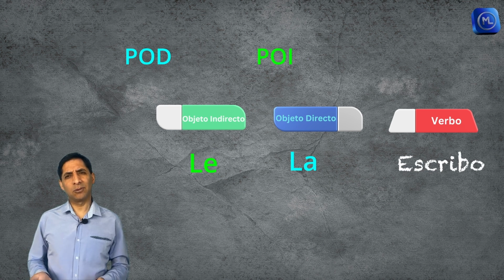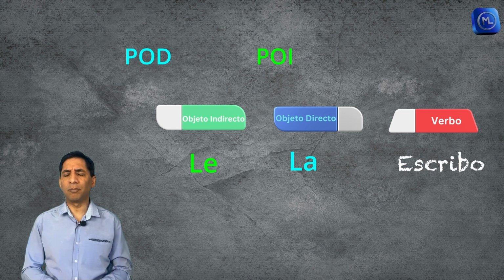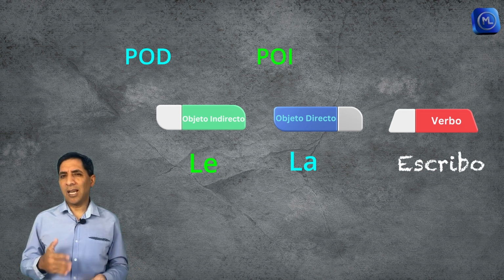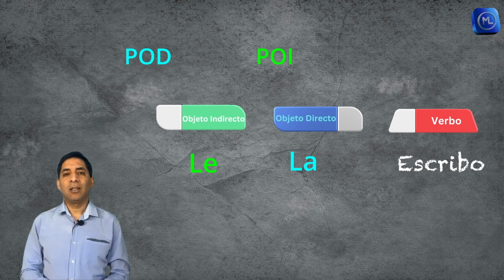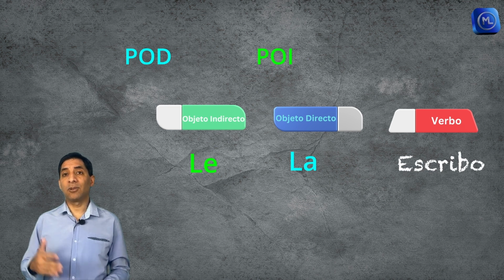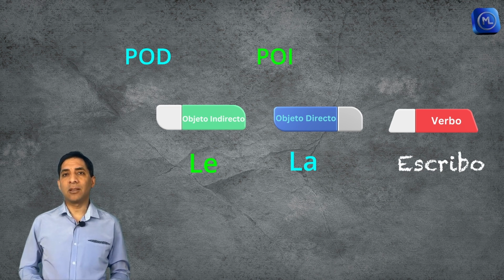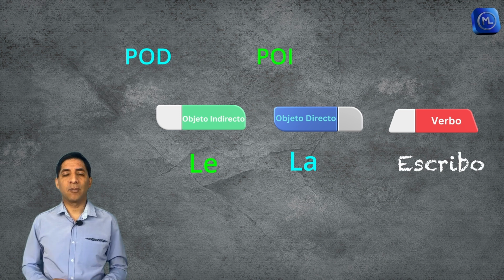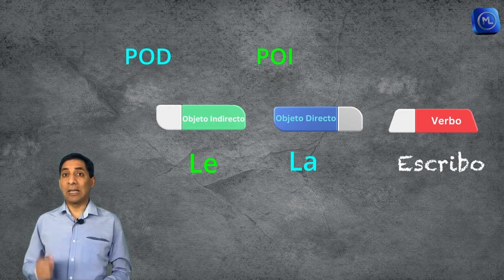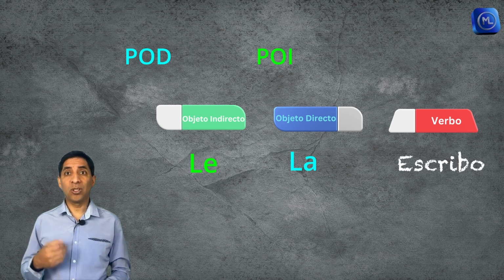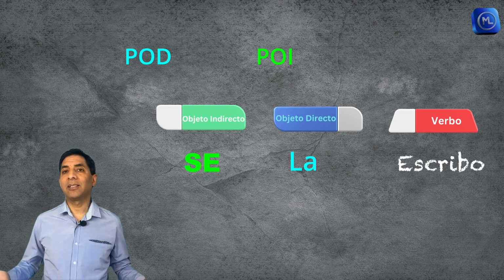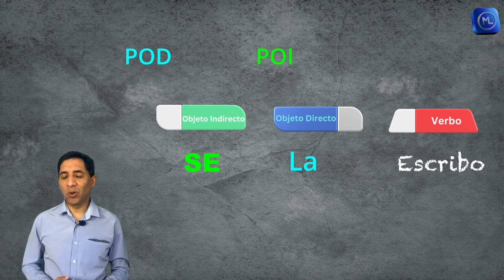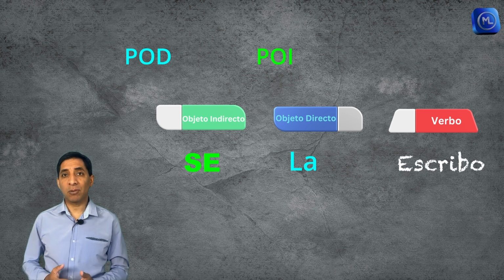Does it sound well? Not quite, right? Sounds a little bit awful. In Spanish, we cannot say le la escribo. It sounds very bad. So this is another rule. When we have le or les, we cannot use it with a direct object. So we're going to switch from le or les to se. And voila, that is the se for the direct and indirect object pronouns.